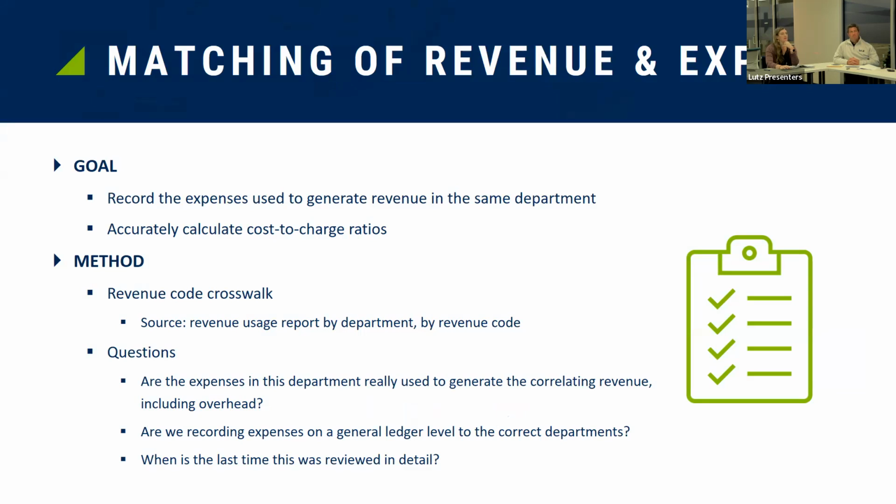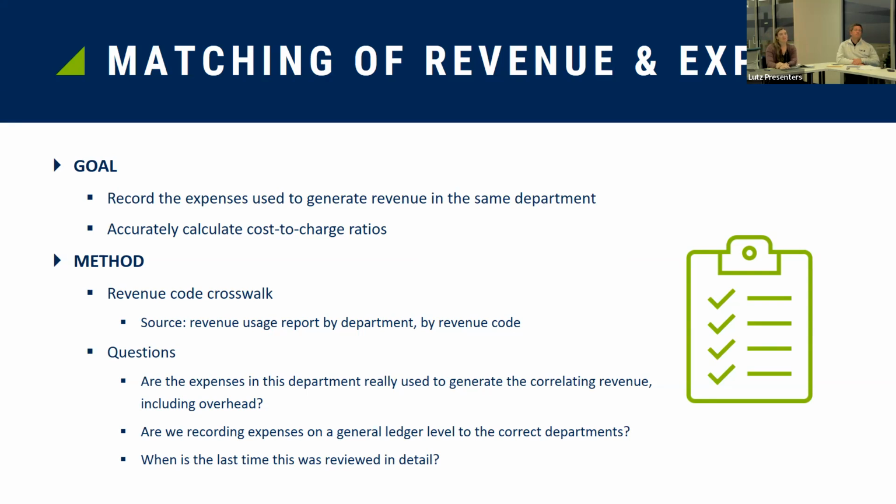And the method there would be getting that revenue code crosswalk set up. So typically what we would recommend doing is getting that revenue usage by department by revenue code. That really is like the source of truth, you could say, important to have to do this analysis, and it gives you the ability to answer some of these questions. Are the expenses that you can see by rev code that are going into a specific cost report department really used to generate the correlating revenue in that department?